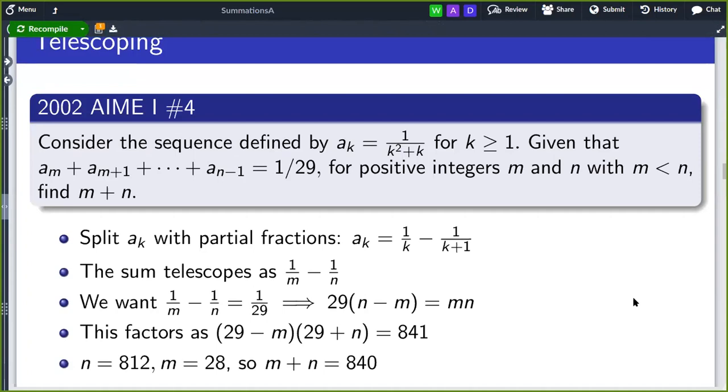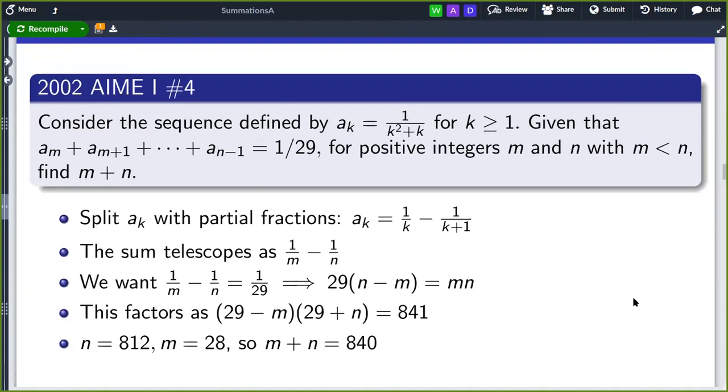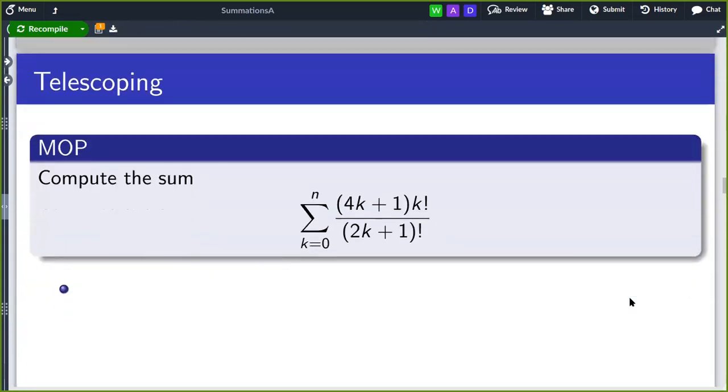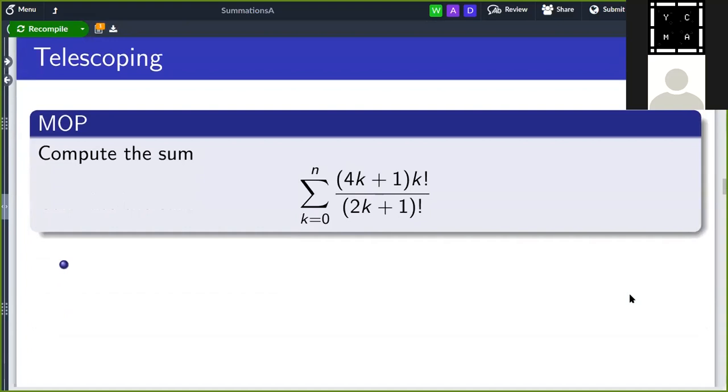So this is a very routine example of telescoping. The trick of splitting up a fraction as 1 over k minus 1 over k plus 1 appears very often on competitions. So now let's look at a less obvious application of telescoping. I'll give you a moment to read the question and post any ideas.